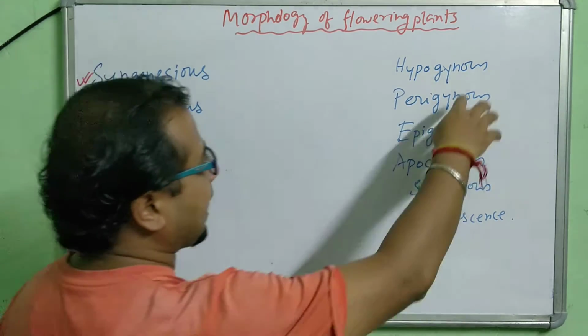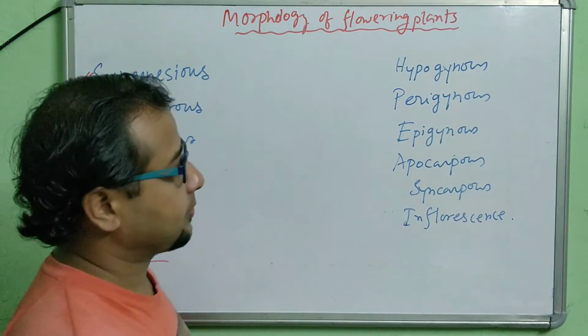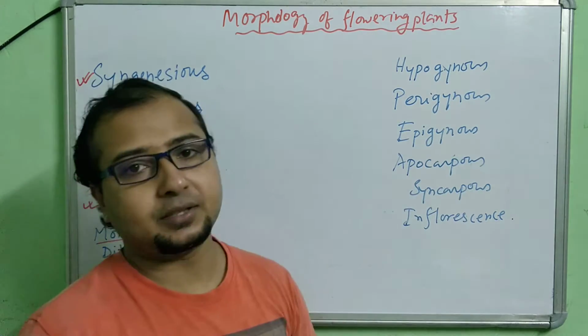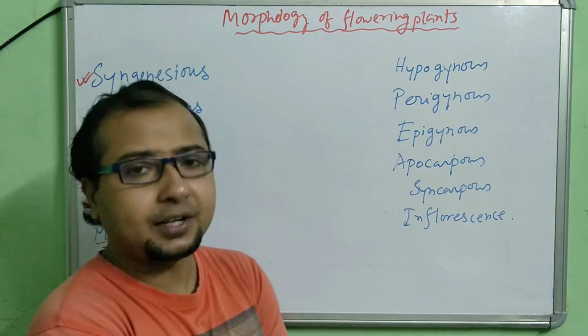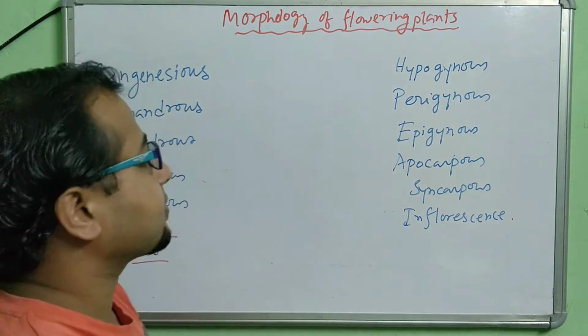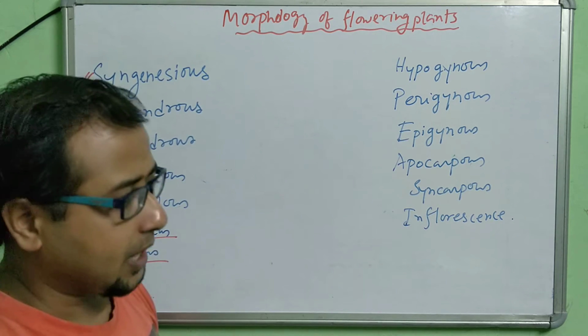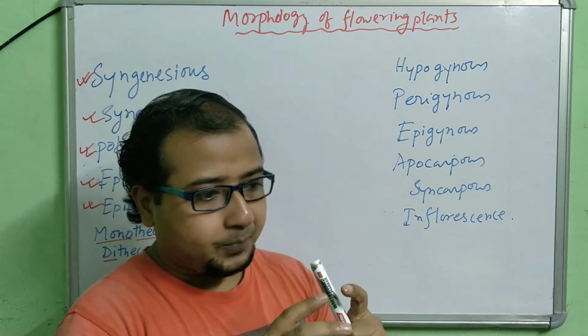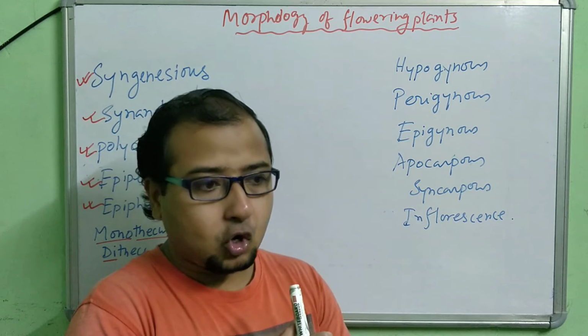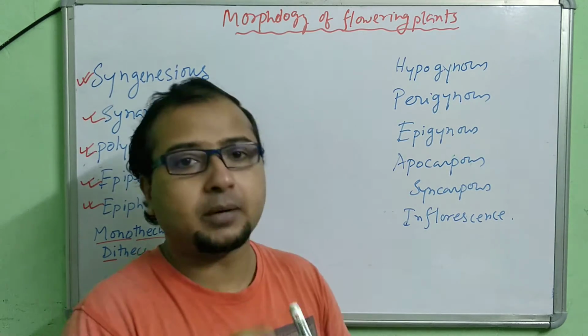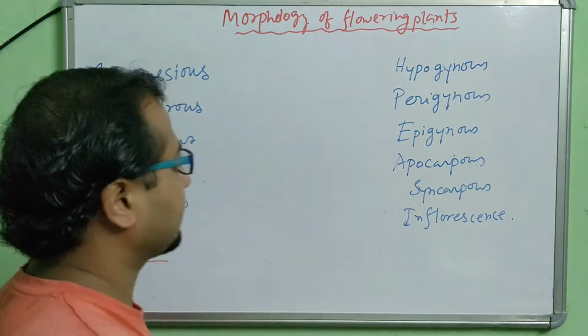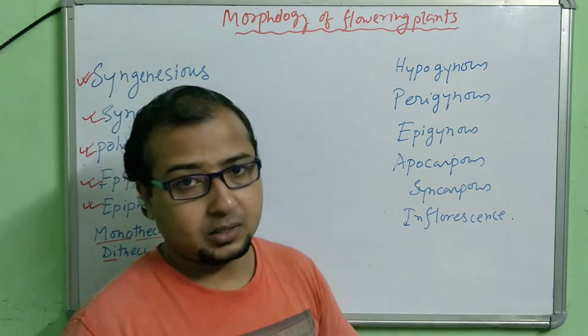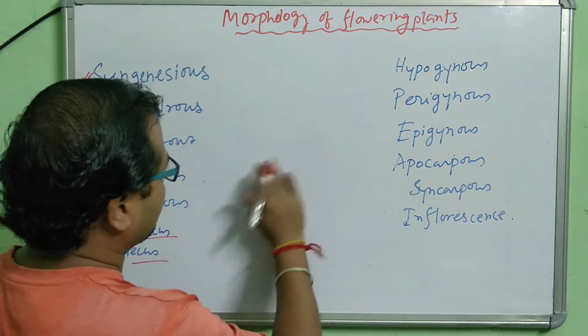Now next is the hypogeneous and perigeneous and epigeneous. These three are related terms. Let us see. Hypogeneous means what? Hypogeneous means the gynoecium is on the top of the rest of the parts of the flower. You can say the ovary. Let me draw it and show you.